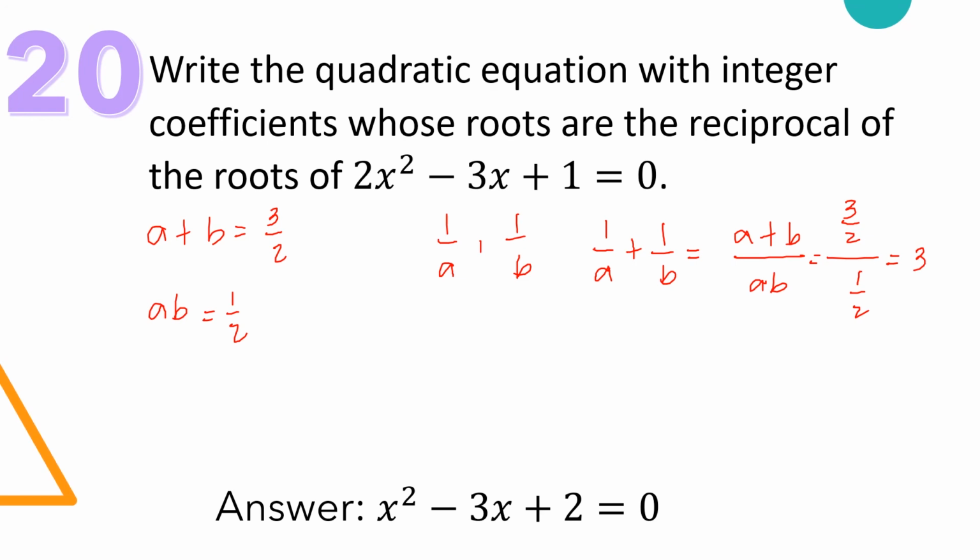The product of these roots, 1 over a times 1 over b is equal to 1 over ab, and that is the reciprocal of ab. That will be equal to 2. Hence, for the required quadratic equation, we have x squared minus 3x plus 2 is equal to 0.